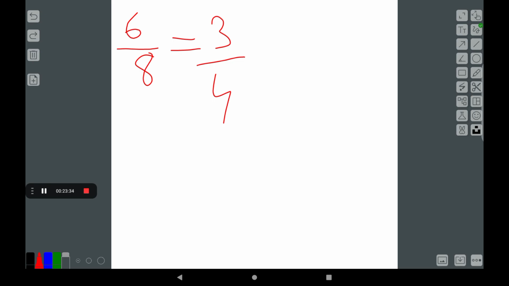Now can you tell me, is this an equivalent fraction? Nope, they are not, because 5 is not divisible by 7 and 4 is not divisible by 9.